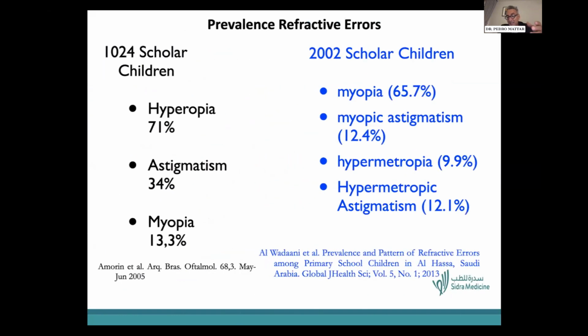The prevalence of refractive errors was demonstrated also by Dr. Alex in different papers. I just have these old papers, but I think they're very interesting. One is from Brazil, and it tells about the incidence of hyperopia, astigmatism, and myopia in school children. The other one is from Saudi Arabia. And you can see how different the incidence of refractive errors can be depending on the area where you're coming from, where you were born, and where you have been raised.